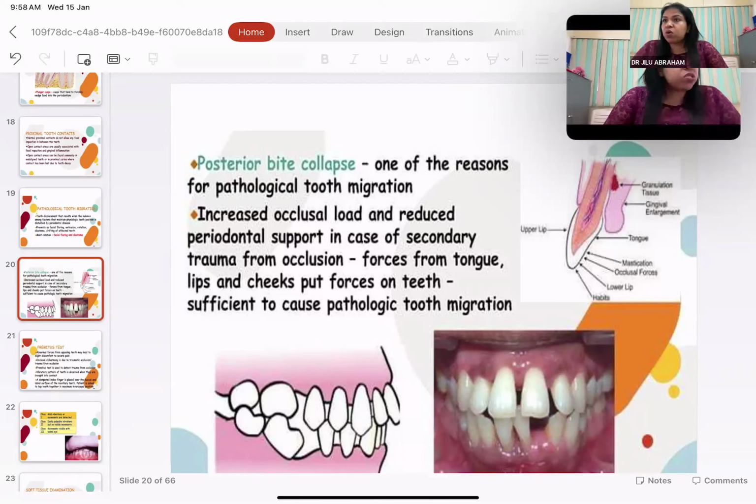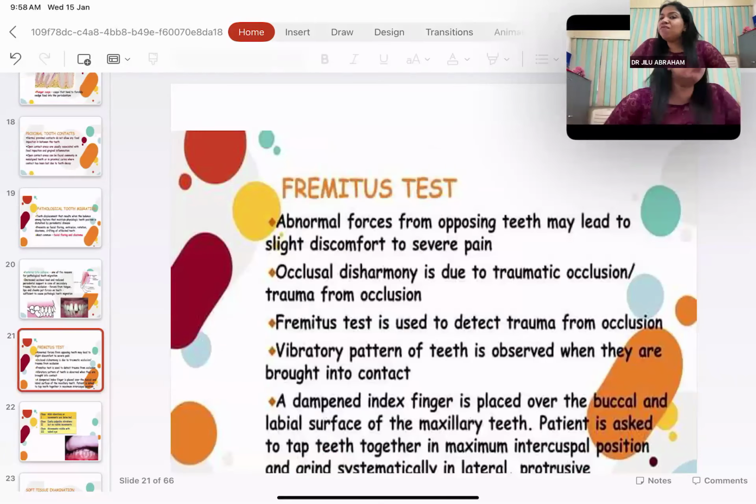That occlusion is called traumatic occlusion, and that process is called trauma from occlusion. So we have to check whether the patient is having any traumatic occlusion or trauma from occlusion. For that, we have to do the fremitus test. A dampened index finger we have to place on the buccal and labial surface of the maxillary teeth and ask the patient to bite in the maximum intercuspal position. And we have to check the changes.